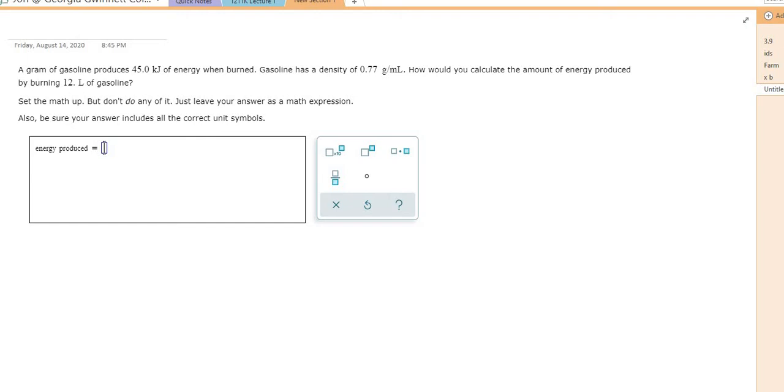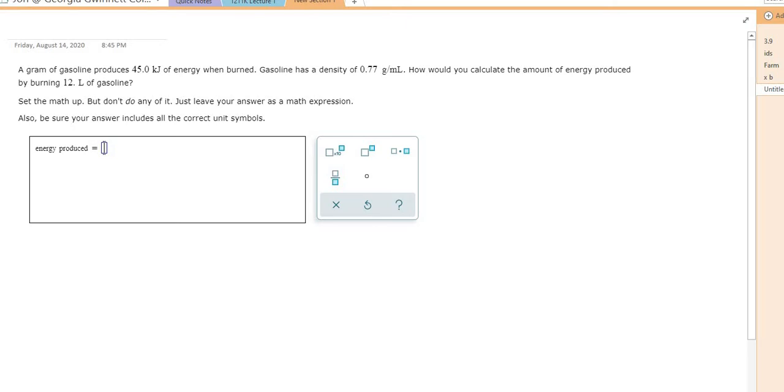Okay, here's an ALEKS problem where we're going to use what we talked about, dimensional analysis, just making sure our units are in the right position as we set up math problems. And so we're given a problem. A gram of gasoline produces 45 kilojoules of energy when burned. Gasoline has a density of 0.77 grams per mL. So how would you calculate the amount of energy produced by burning 12 liters of gasoline?